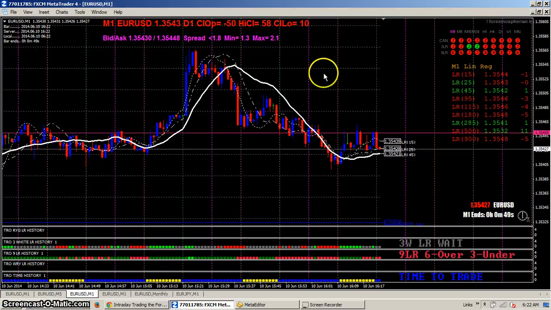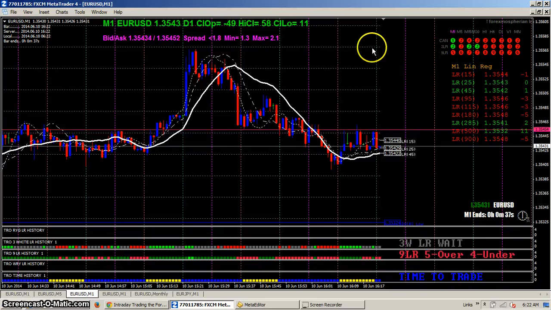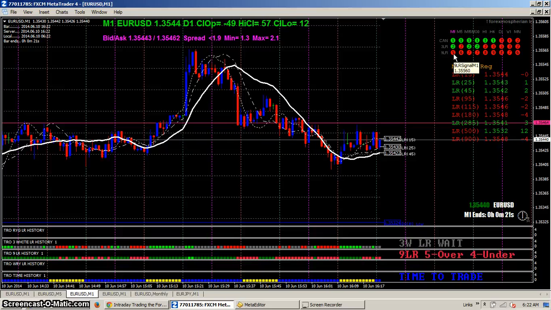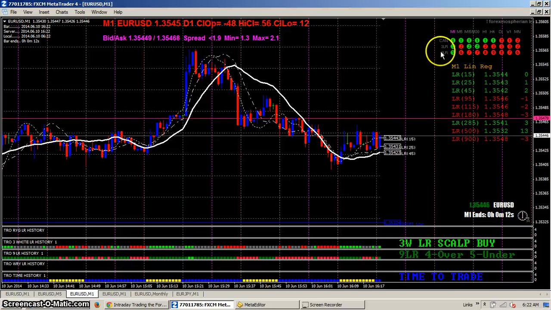So what I did was I changed the indicators, the multimeters, to use some semaphores. We've got the three LRs where it tells you how many are either supporting, under it or over it. So you see here we got two green, meaning there's two green under it supporting it, meaning it should go up. And with the 9 LR, we've got 5 above it, meaning price should go down. But see, now it just changed. And since 3 and 9 are odd numbers, you're always going to be one or the other. There can't be a tie.